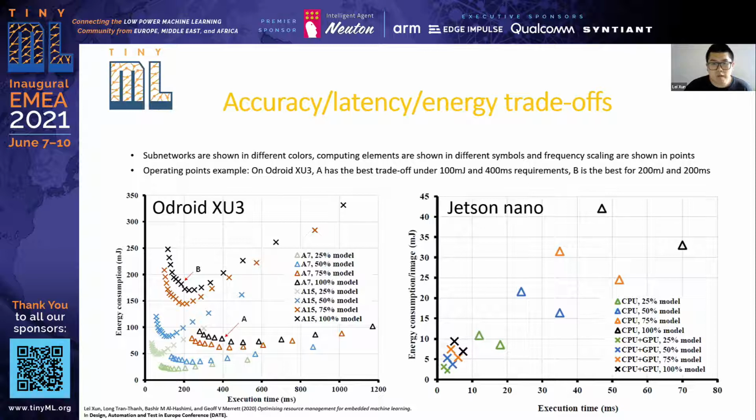On the Odroid XU3, if we have a 100 millijoule energy consumption target and a 400 millisecond execution time target, then the best operating point will be point A, because it has the highest accuracy, is under the execution time constraint, and has the lowest energy consumption. And if we change the constraint to 200 millijoules and 200 milliseconds, then point B will become the new best operating point.